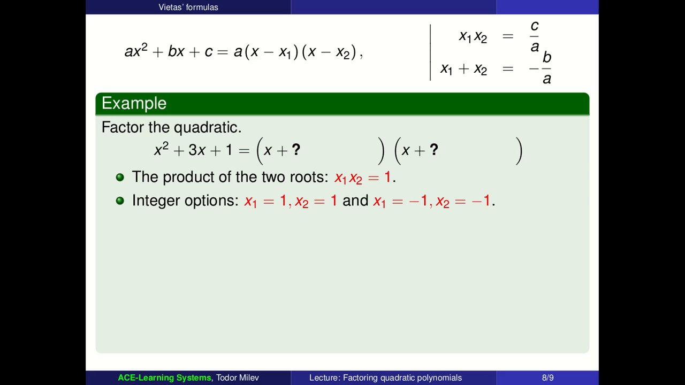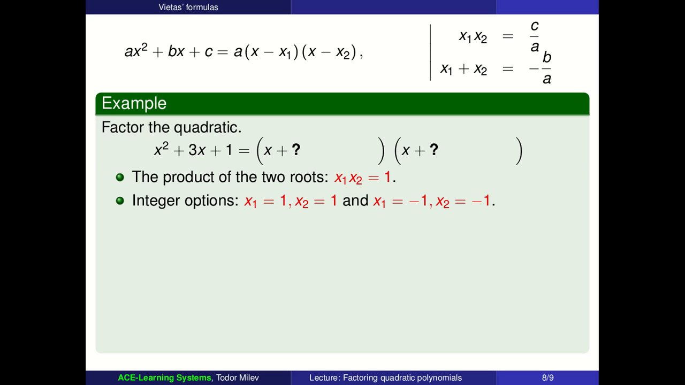In other words, if I were to have an integer factorization of my quadratic, I'd have to have that one of the roots is equal to 1 and the other root is also equal to 1, right? Because 1 times 1 equals 1. Or I'd have to have that one of the roots is negative 1 and the other root is also negative 1. Once again, negative 1 times negative 1 equals 1. There are no other integer options.